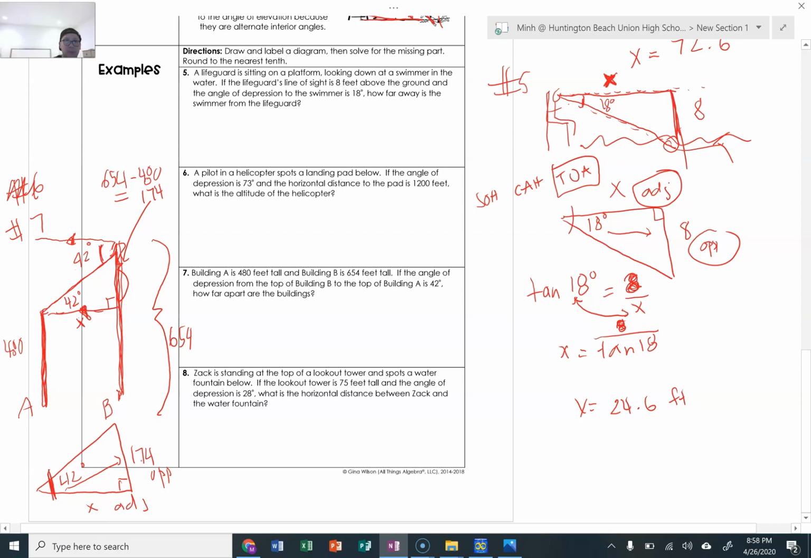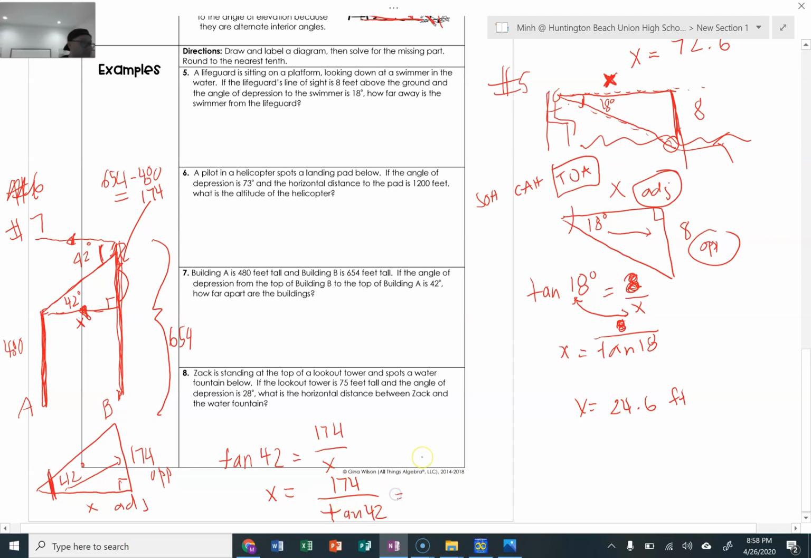And if you've been keeping up with the trend, since we have our opposite and we're trying to find our adjacent, that's going to be tangent 42 is equal to 174 divided by x. If the x is on the bottom, you're going to do the switch, so it'll be x is equal to 174 divided by tan 42.